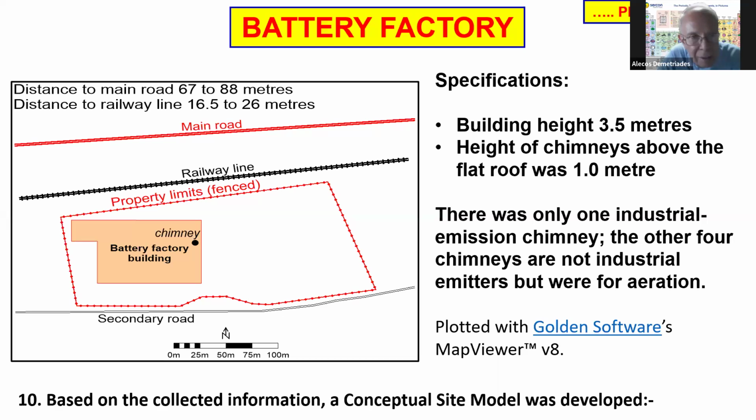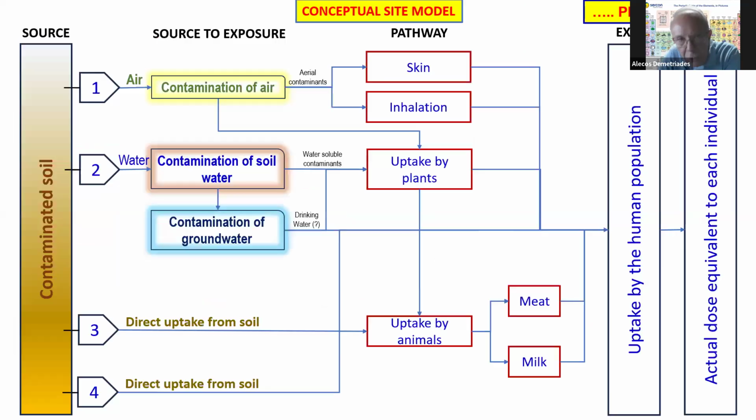Now, this was essentially the plan. You see the battery factory building. This is the emitting chimney, the railway, the main road, and the secondary road. And based on the collected information, a conceptual site model was developed. Again, you can study this at your leisure.